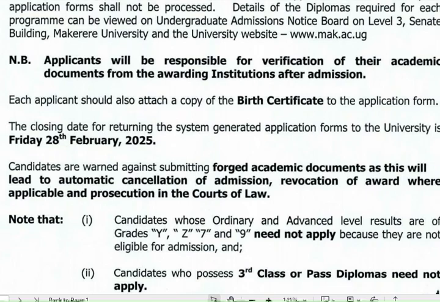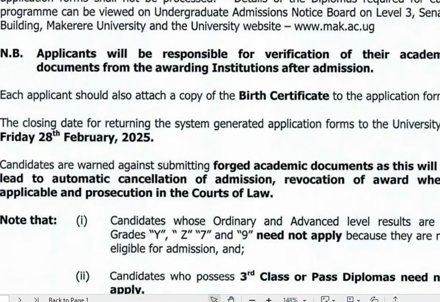So that is very important, because falsifying of these documents can be very disastrous. At the time of verification, it can be a problem. People have been having those tendencies of falsifying documents, which can catch up with you. They also say that each applicant should attach a copy of the birth certificate to the application form.